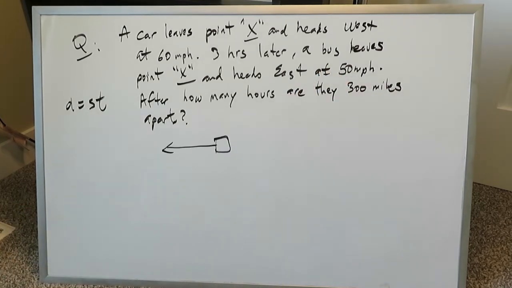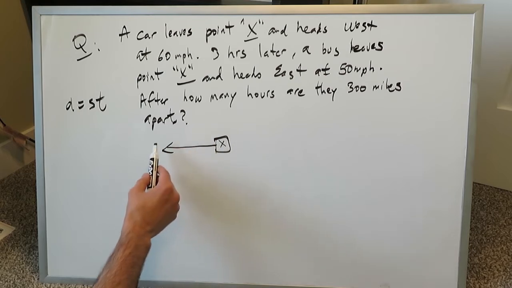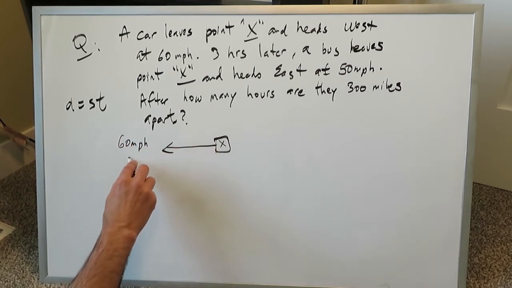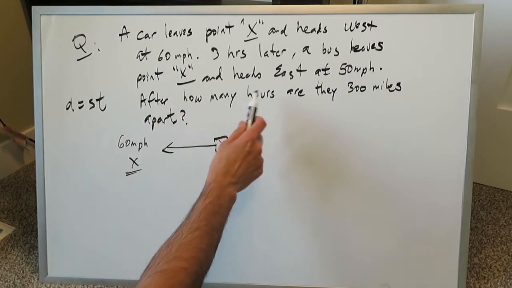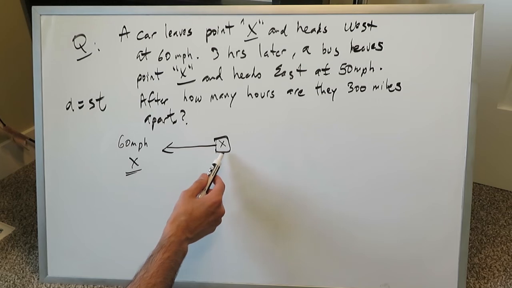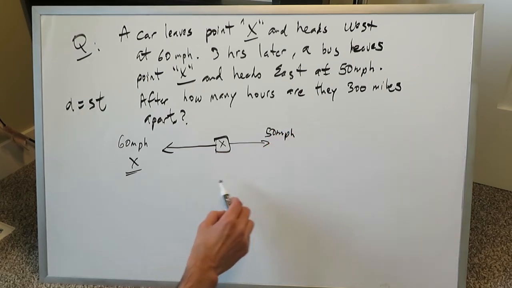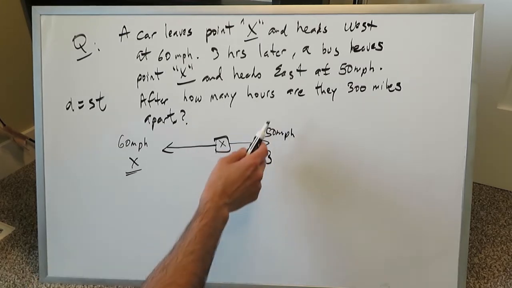It's always a good idea for these type of questions to utilize a diagram. If this right here is my point X, we have a car which leaves and heads west, that is towards the left, at 60 miles per hour. It leaves at a certain time x. We don't know what time it left because it's not provided, but then 3 hours later a bus leaves that same point and heads east at 50 miles per hour. What we do know about this bus in terms of time, it left 3 hours later, so you can say x minus 3.